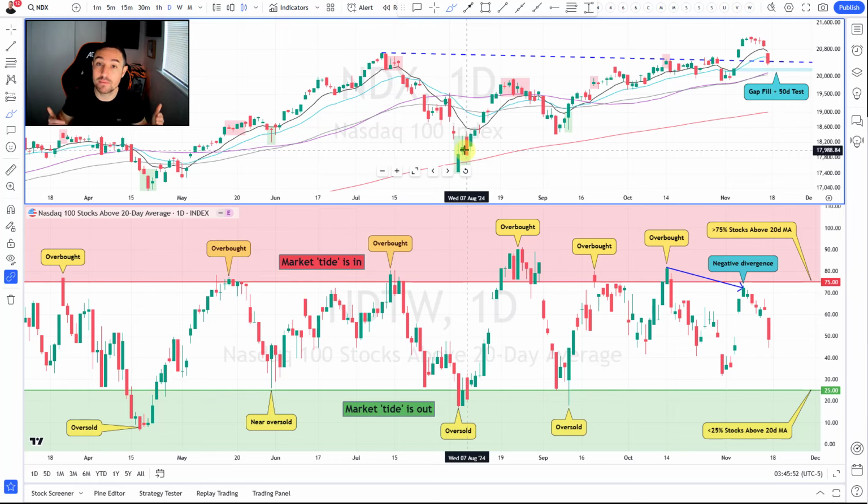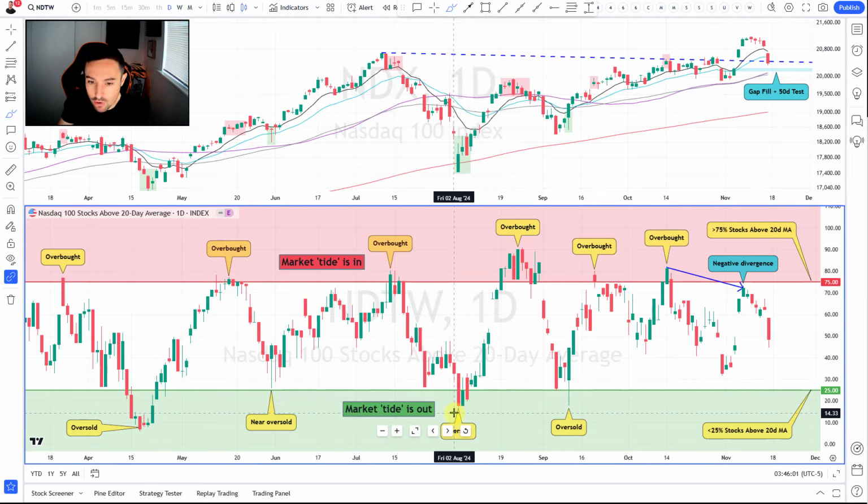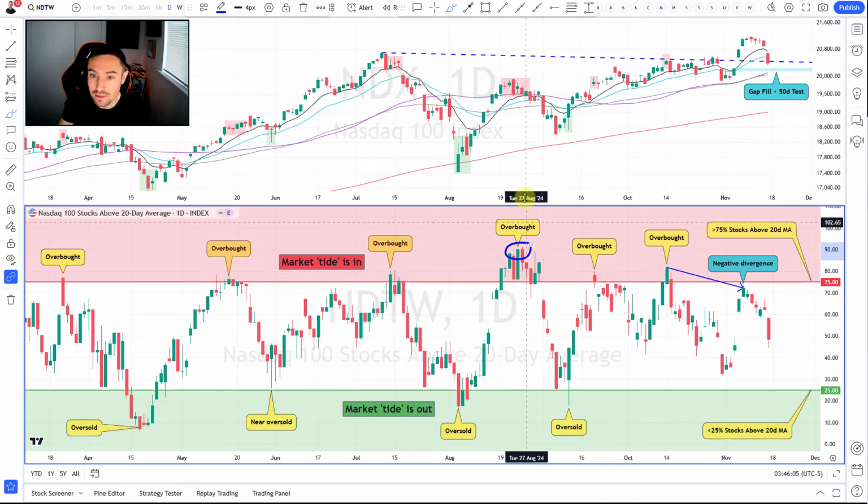What am I expecting? I'm expecting that market tide to then flow back in. Okay, so that market tide has gone out. I'm now looking for it to flow back in. So then you can see the transition from oversold, market tide is out, to then flowing in. So now in here, the market tide is in.